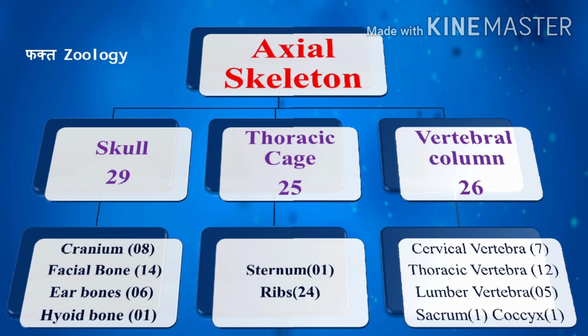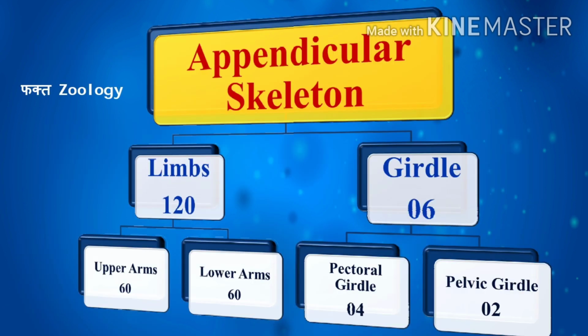The vertebral column contains 26 bones, and these 26 bones are divided into the coccyx, then sacrum, then lumbar vertebrae, then thoracic vertebrae, and the last one, the cervical vertebrae. Now we go to the second part, that is the appendicular skeleton. It consists of 126 bones and is divided into two parts.